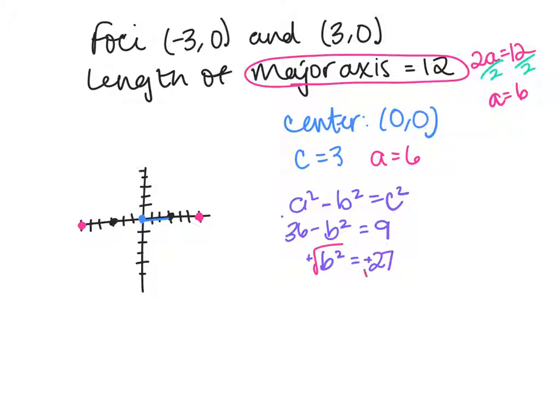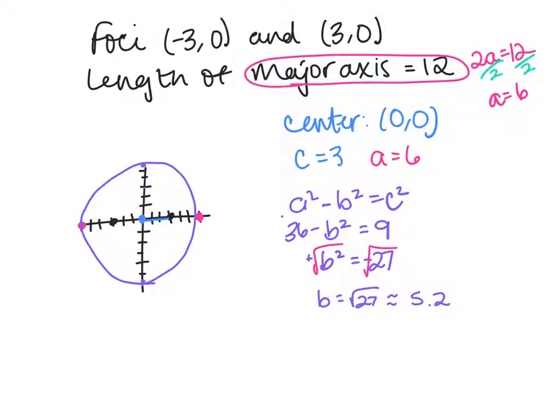Take a square root. And we know B is root 27, which for the sake of our picture is approximately 5.2. So we can count up 1, 2, 3, 4, 5, a little bit above, a little bit below. Not the best drawing, but there's our ellipse.